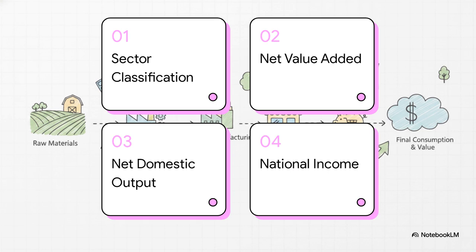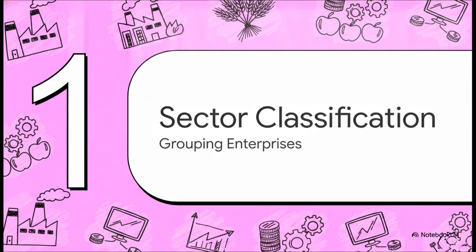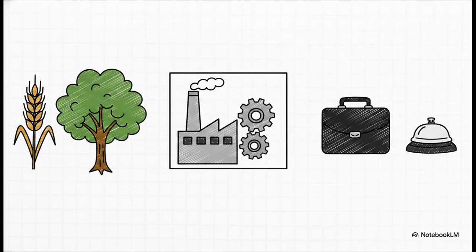To master this, we're going to follow 4 strict systematic steps: sector classification, net value added, net domestic output, and finally, national income. All right, step 1, sector classification. So we start by grouping production units into 3 distinct sectors. The primary sector includes all units that produce commodities by exploiting natural resources. So think agriculture, forestry, fishing, mining, and quarrying.